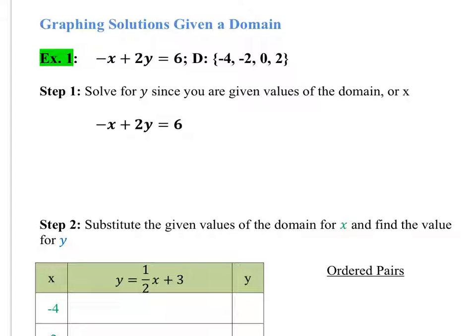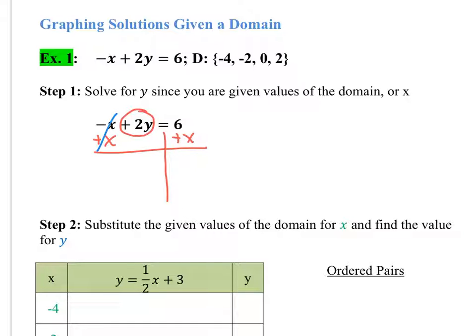If we were given the values of the range, then we would have solved for x to make it easier to plug in for that. But usually you're given the domain. So we're going to use our knowledge of solving equations. We're solving for y, so we want to get the term that has y in it on one side by itself. So to get rid of minus x, we're going to add x to both sides.